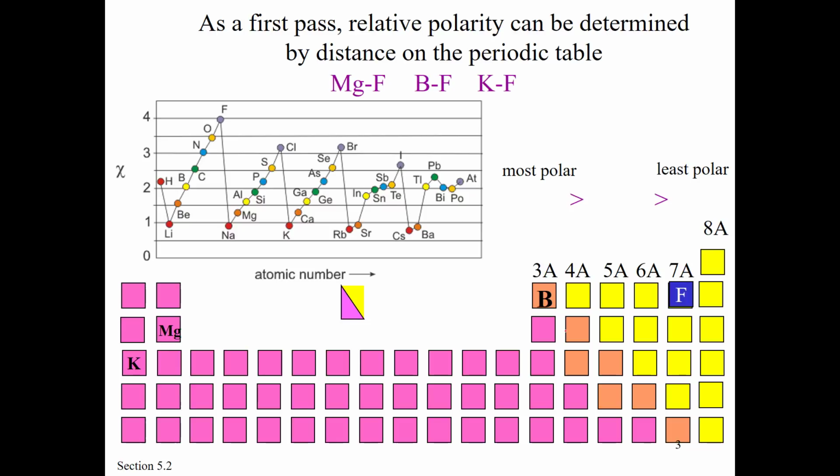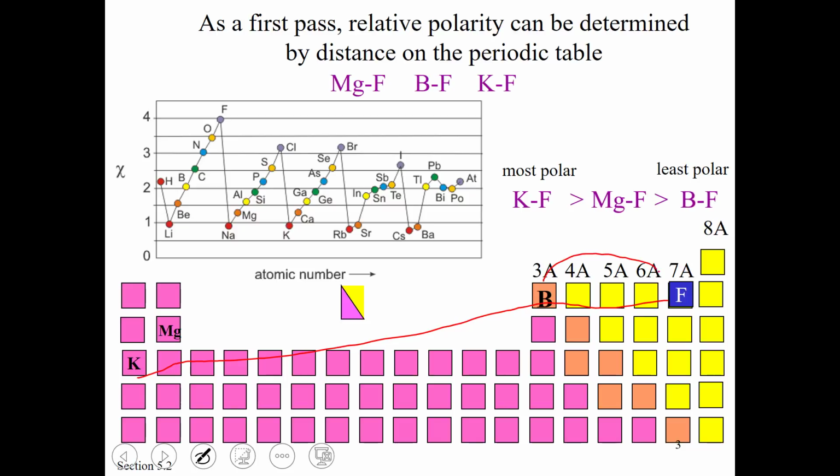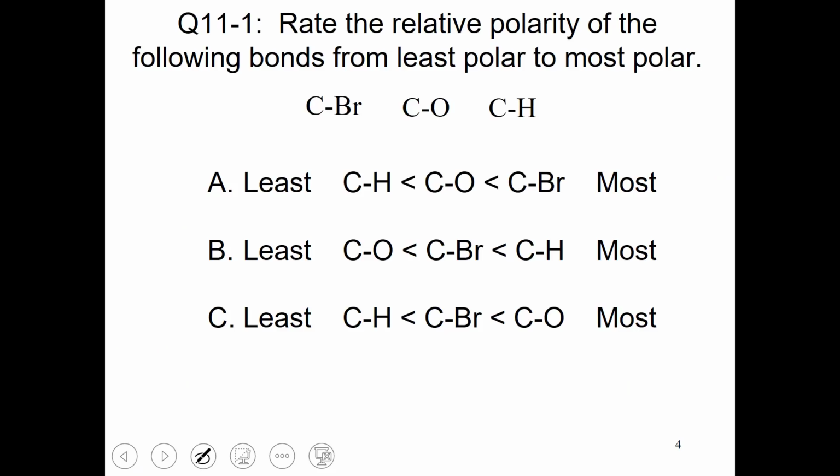For example, if we look at a compound between magnesium and fluorine, boron and fluorine, or potassium and fluorine, notice that potassium and fluorine are the furthest apart on the periodic table, so they would be the most polar combination. Magnesium and fluorine are a little bit closer, and of course, boron to fluorine is very closely located on the periodic table, so we would expect that to be the least polar type of bond. This question asks us to rate the relative polarity of the following bonds from least polar to most polar.